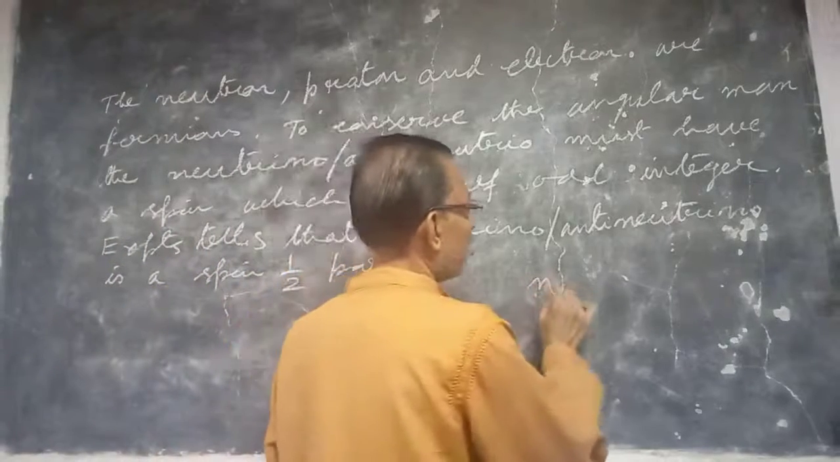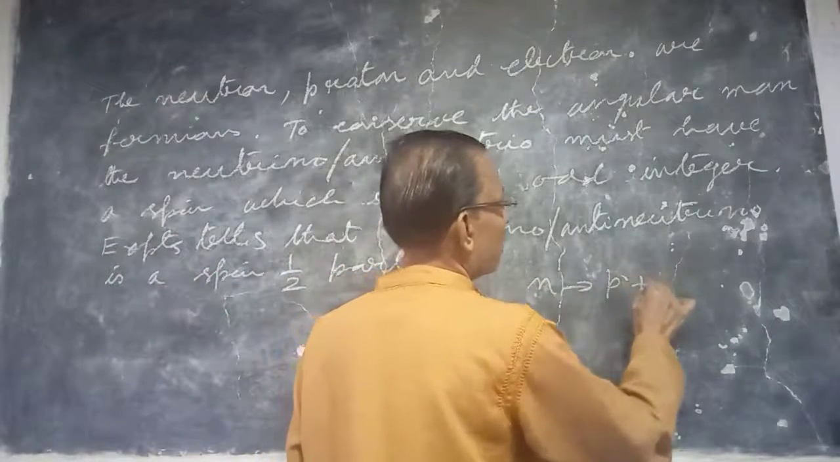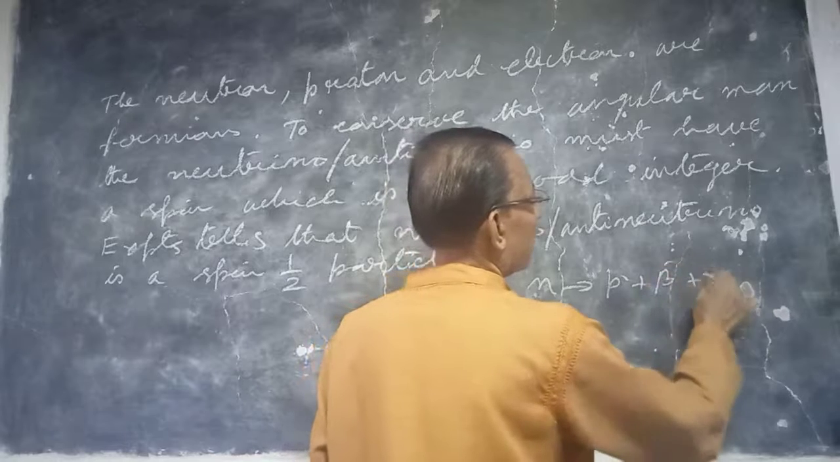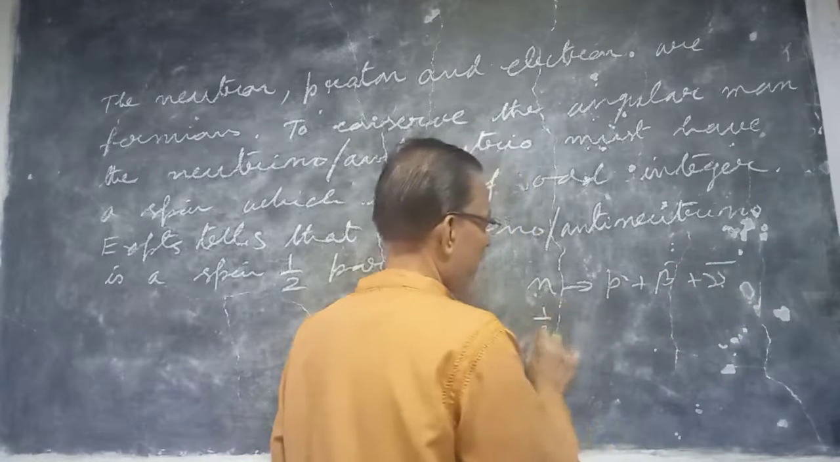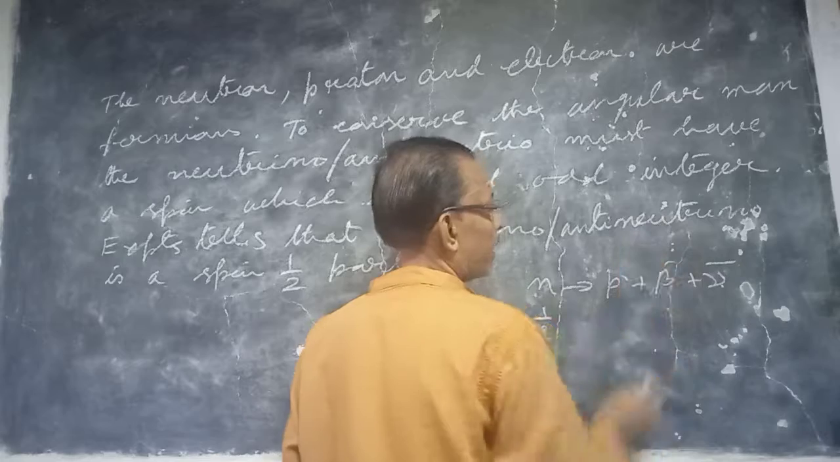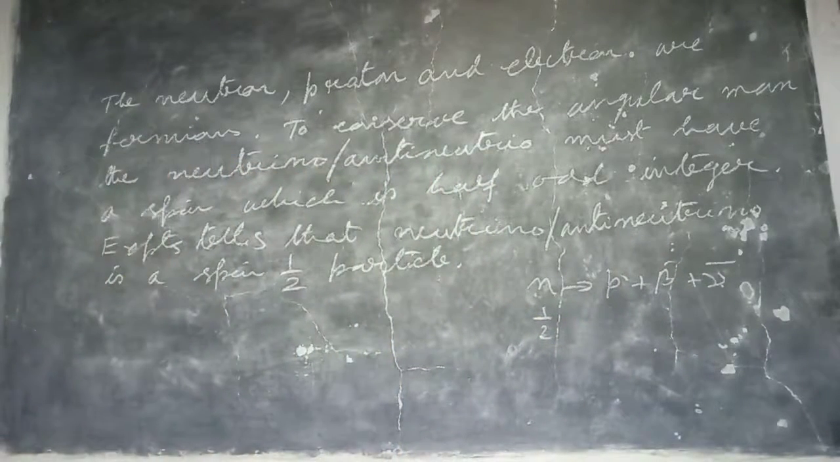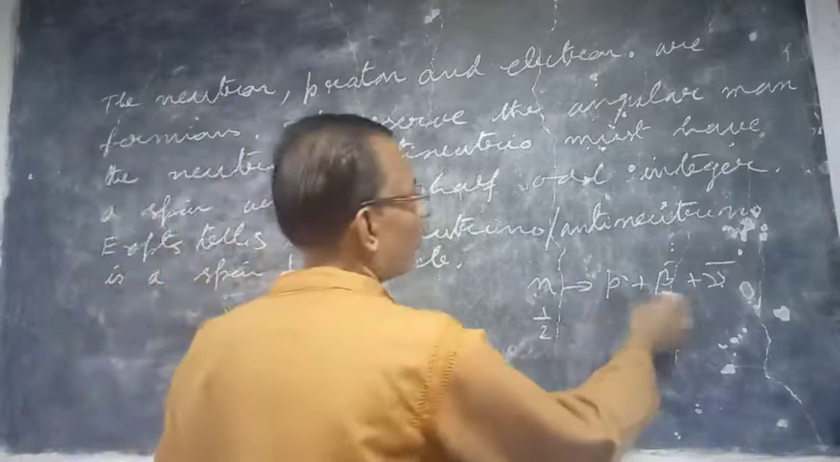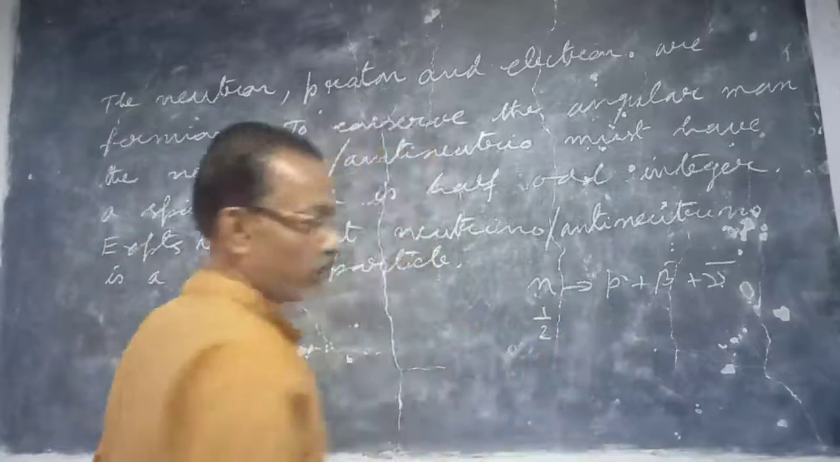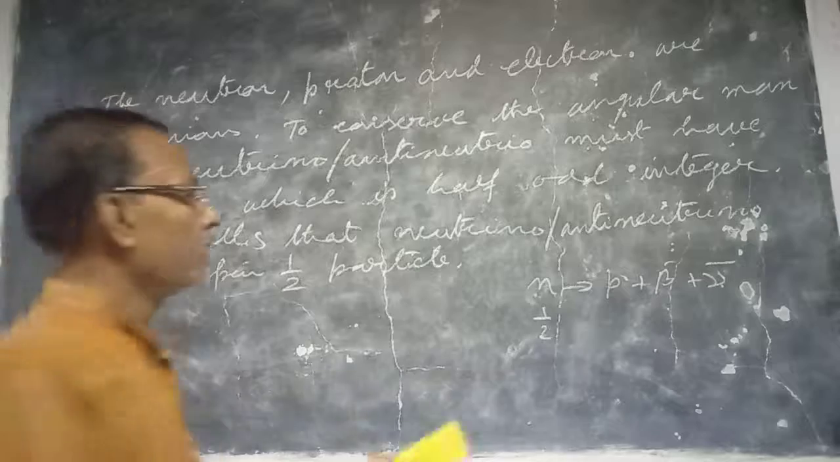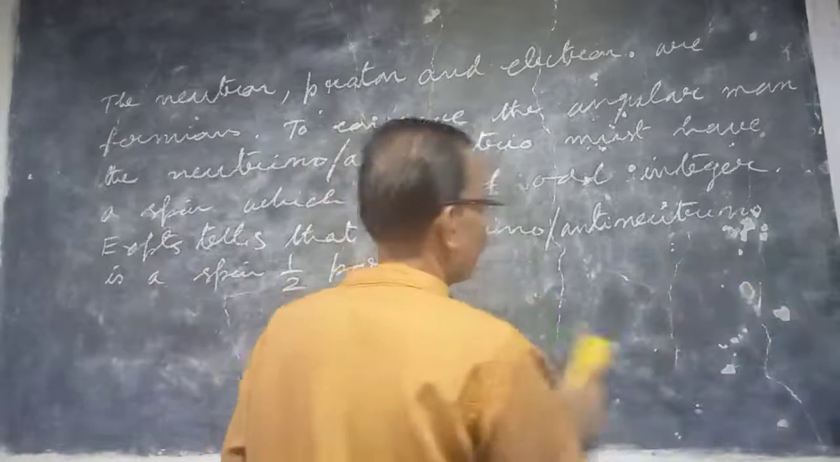So you get the neutron converted into proton plus electron plus antineutrino. So spin half, half, and this is half. So the sides balance: maybe one is spin up, one is spin down, so one will cancel. So the angular momentum will also be conserved.